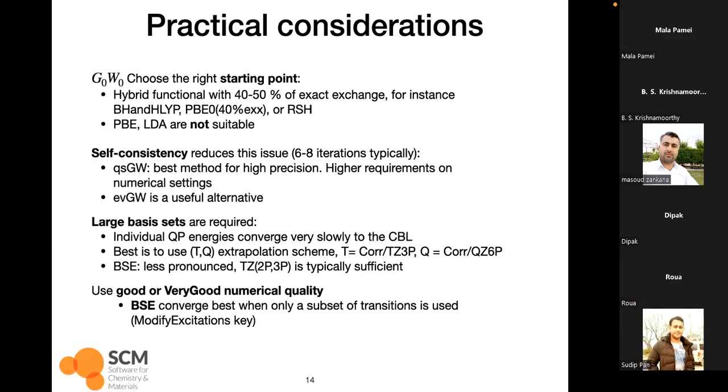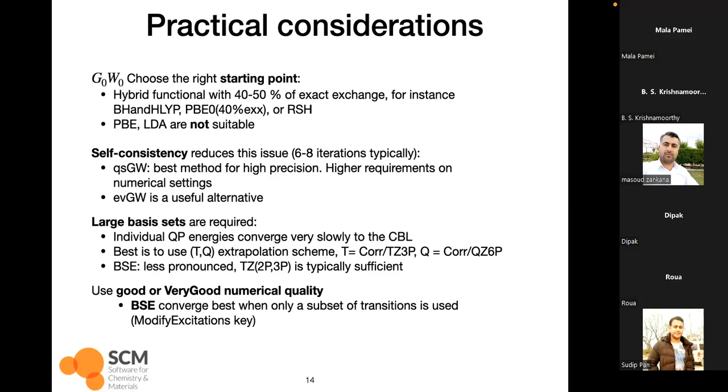Self-consistency reduces this issue. Typically 6 to 8 iterations are required. Quasi-particle self-consistent GW is best for high precision. Typically you need quite higher requirements in numerical settings when you go to larger molecules. And eigenvalue only self-consistent GW is a useful alternative, especially when you look at quasi-particle energies. But I typically do not trust it that much for BSE. For BSE, I really recommend G0W0 based on a hybrid starting point or quasi-particle self-consistent GW, if you can afford it.